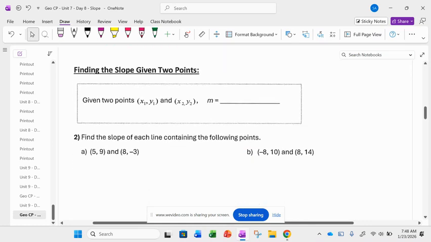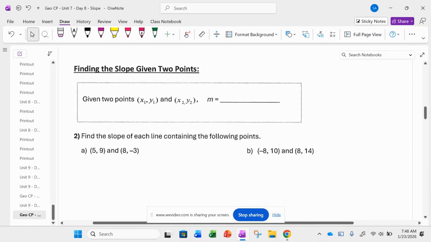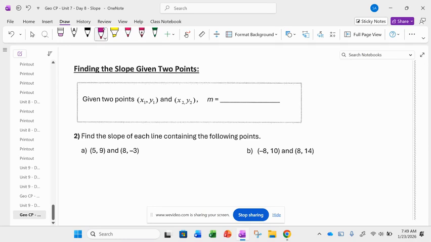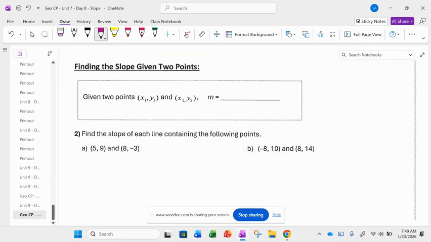Okay. Now, sometimes we're not given the diagrams. Sometimes we're just given 2 points. So if we're just given 2 points, their coordinates, how would I find the slope? It's going to be another formula. It's going to be y2 minus y1 over x2 minus x1.